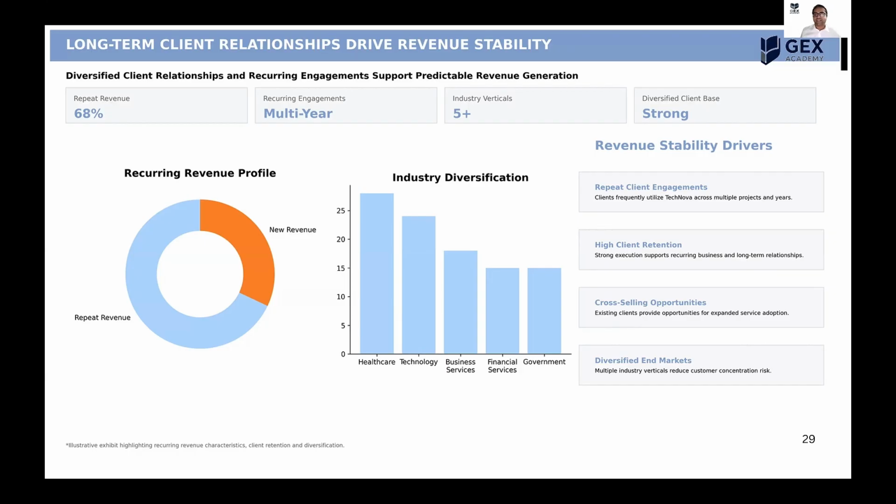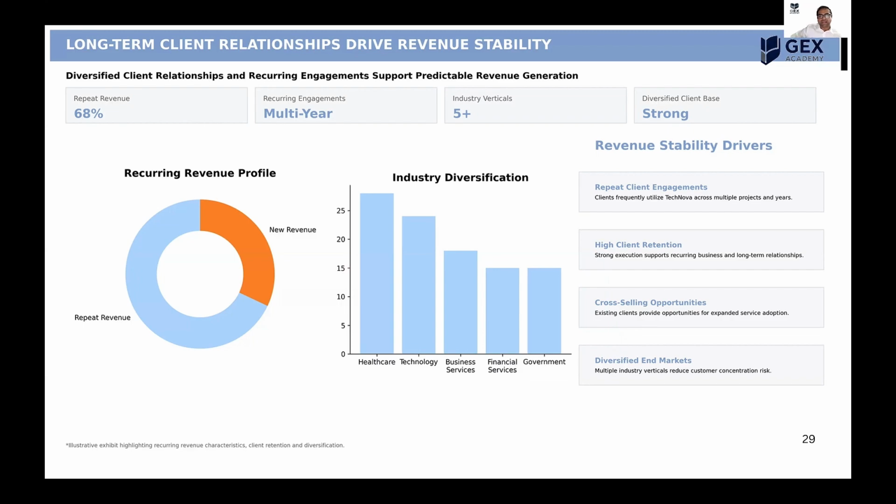And then you have multi-year engagements, right? It also highlights that many client relationships extend across multiple years. Very important, because it suggests the company is not simply winning isolated projects, but is becoming embedded within client organizations, right? The longer a relationship exists, the more opportunities there are to support additional projects, expand service offerings, and so on, right? Then you have diversified industry exposure, another positive characteristic.